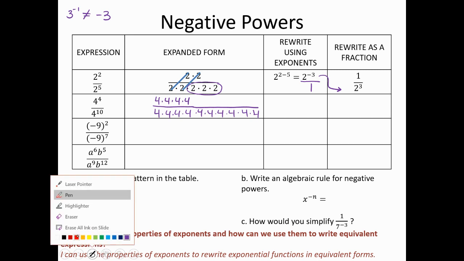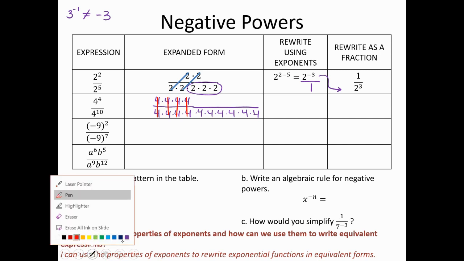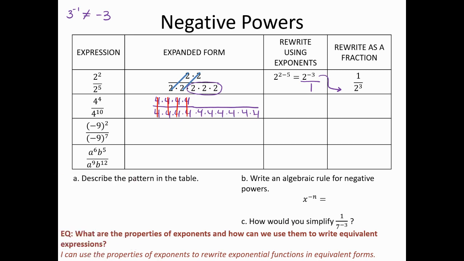And of course, I'm going to cancel them out. So here we go. Cancel, cancel, cancel, cancel. So I am left with 1, 2, 3, 4, 5, 6. I have 4 6s and they are in the denominator. So I would write this as a fraction. I would say 1 over 4 to the 6th.